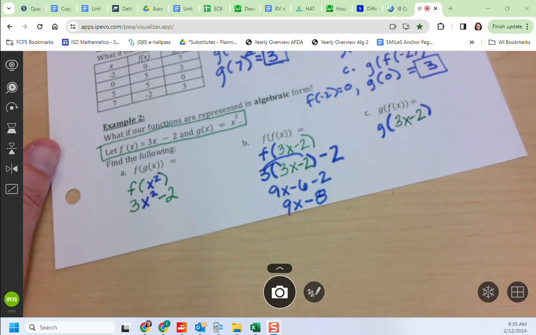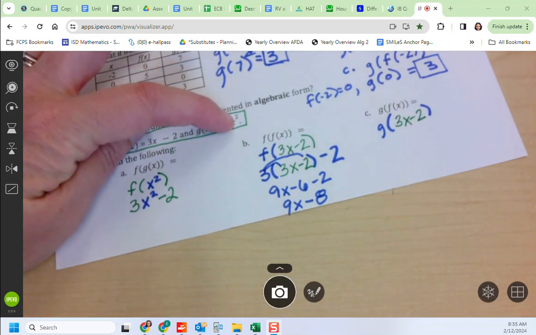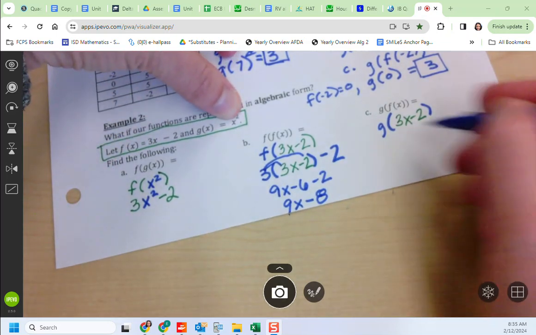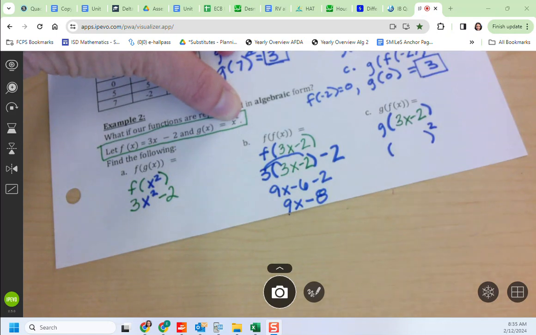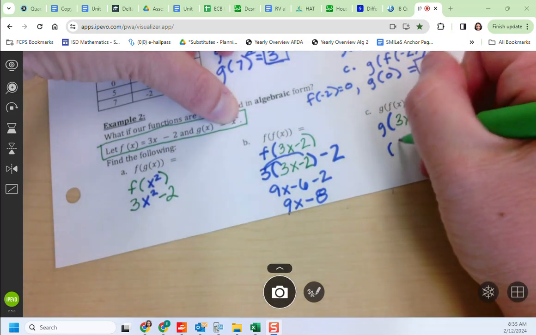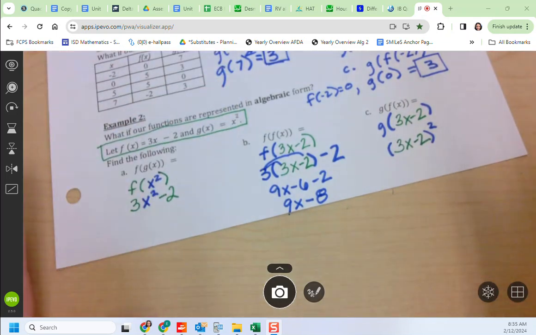Then I take function g and I replace the x in function g with 3x minus 2. So function g is x squared, and instead of x, I'm going to put in 3x minus 2. That's the hardest part, is knowing how to set it up.